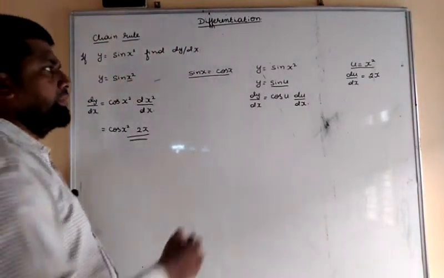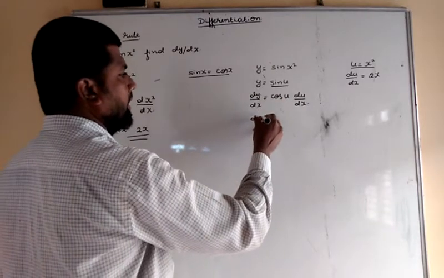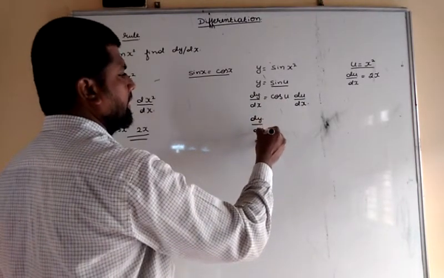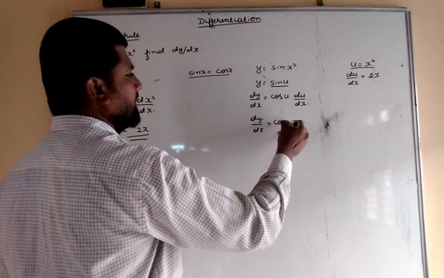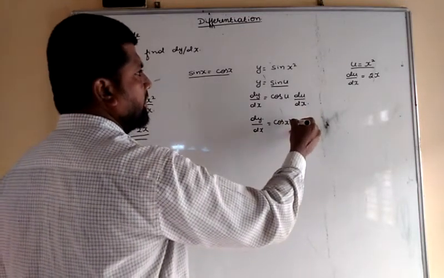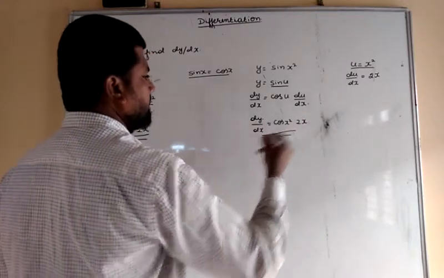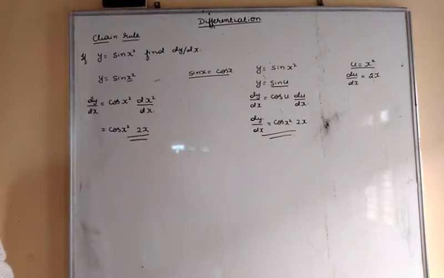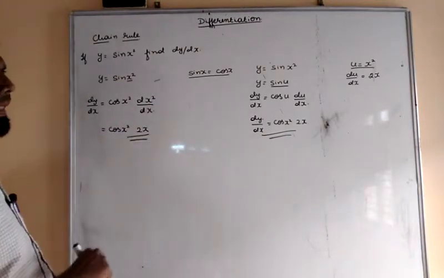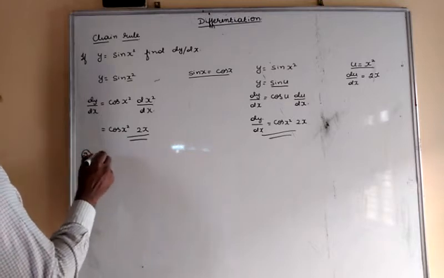Then substitute the values of u and du by dx. dy by dx is equal to cos x square, then du by dx means 2x. So you can follow these two methods: either solve directly, or follow this one. Let us take another problem. Same problem, I will change it a little bit.